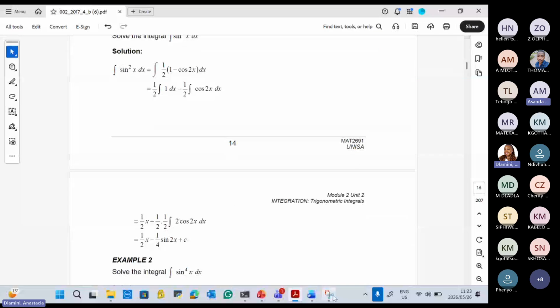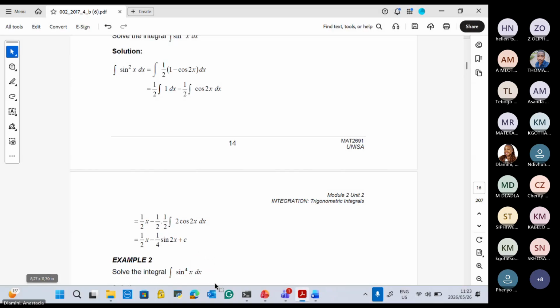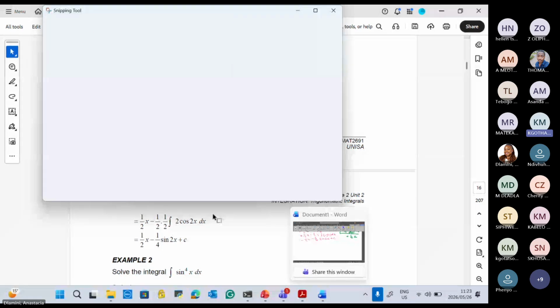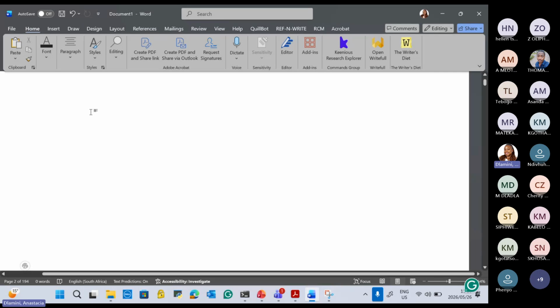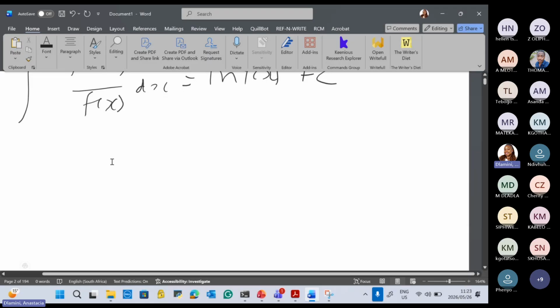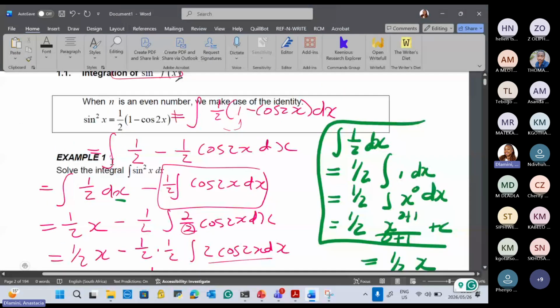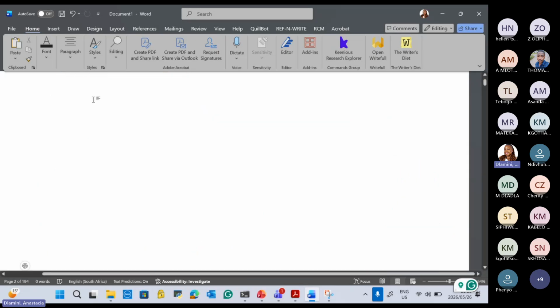Now let's look at this one. What do you think will happen here? It's also even, ma'am, so do not use the same approach. Okay, so let's paste there. They said that if n is even, we use this identity over here. So let's see. Okay, let me just paste that here. There we go. So we have this.